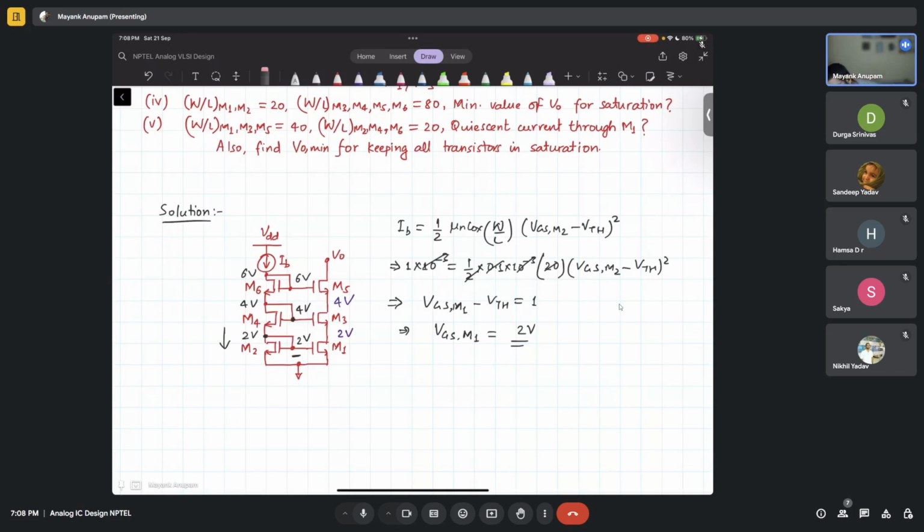Because now VO has the freedom to move, right? Because VO can become anything. Now it does not have to worry about VGS changing, right? Now VO can move up or down. So what is the minimum voltage that VO can have so that all transistors remain in saturation?